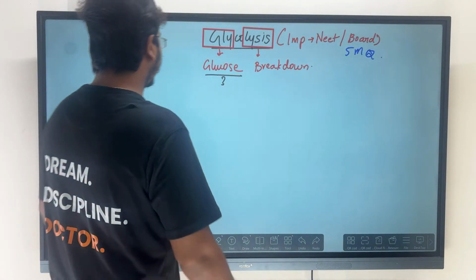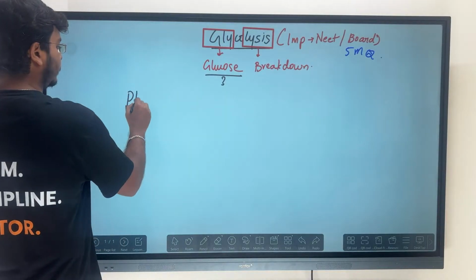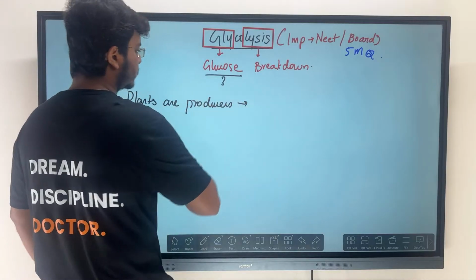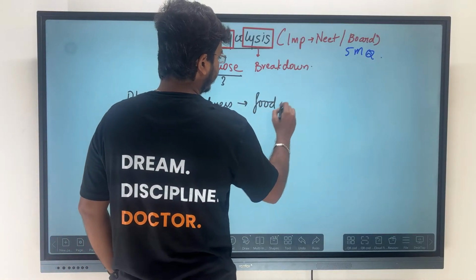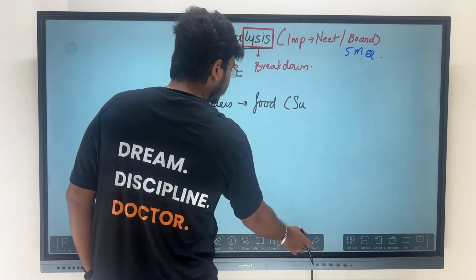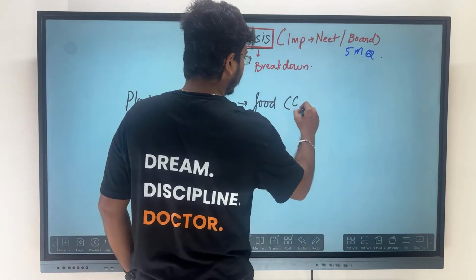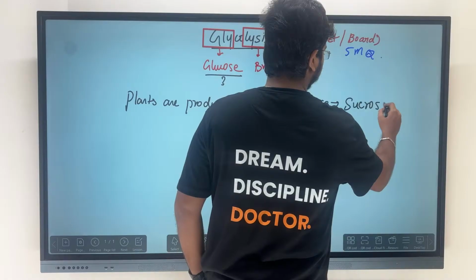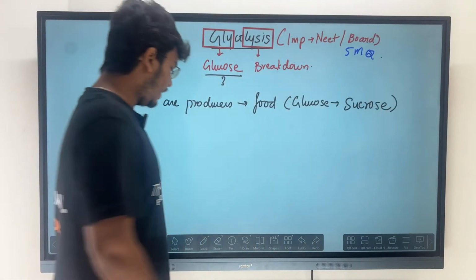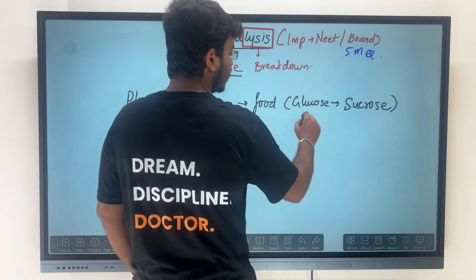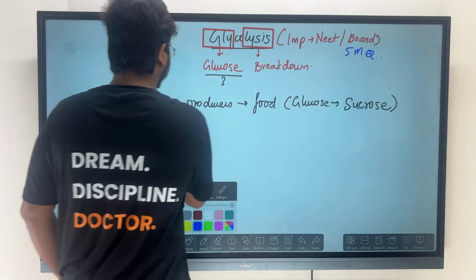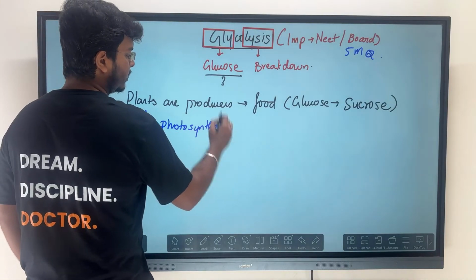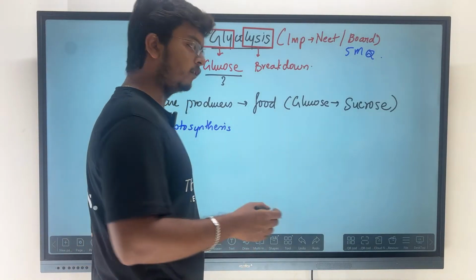First, we know that plants are the producers. These plants produce food in the form of glucose, and they store it in the form of sucrose. Got it? And to produce this glucose, plants undergo a process called photosynthesis.